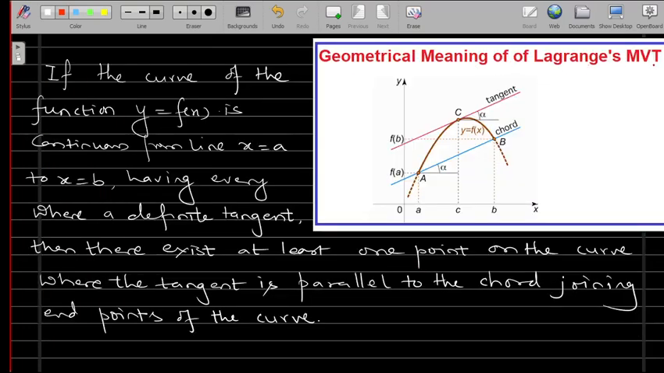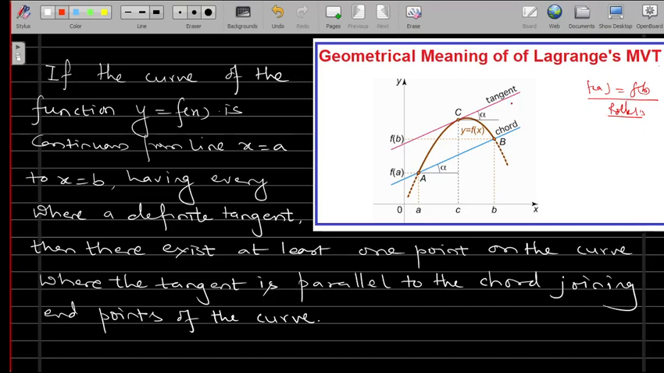Now geometrically, the geometrical meaning of Lagrange's mean value theorem, I will show you here. If f of a equal f of b, then that is Rolle's theorem and it can be applied. But always f of a does not equal f of b, so the next theorem is derived by the mathematician. What's the geometrical meaning if f of a and f of b are not equal?